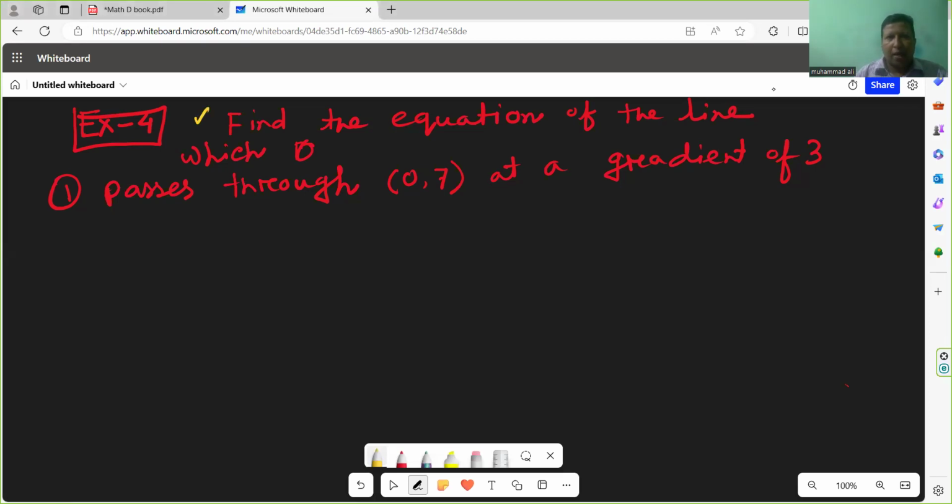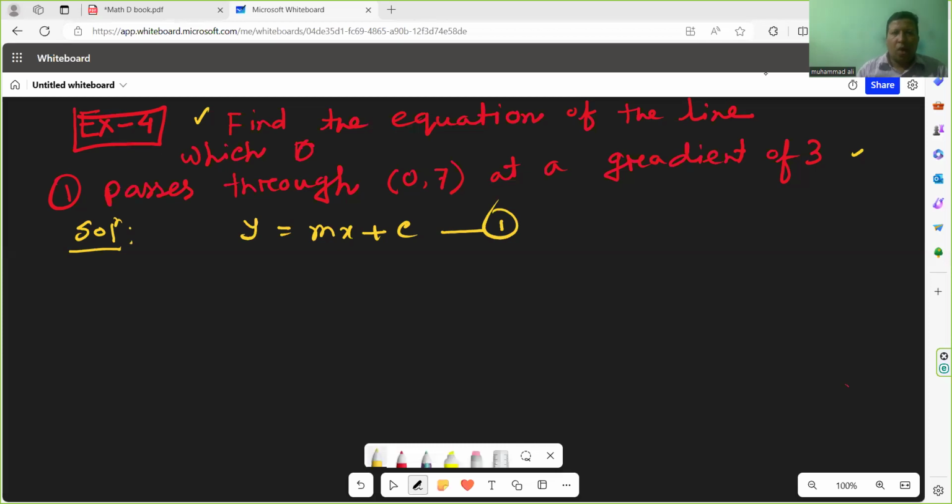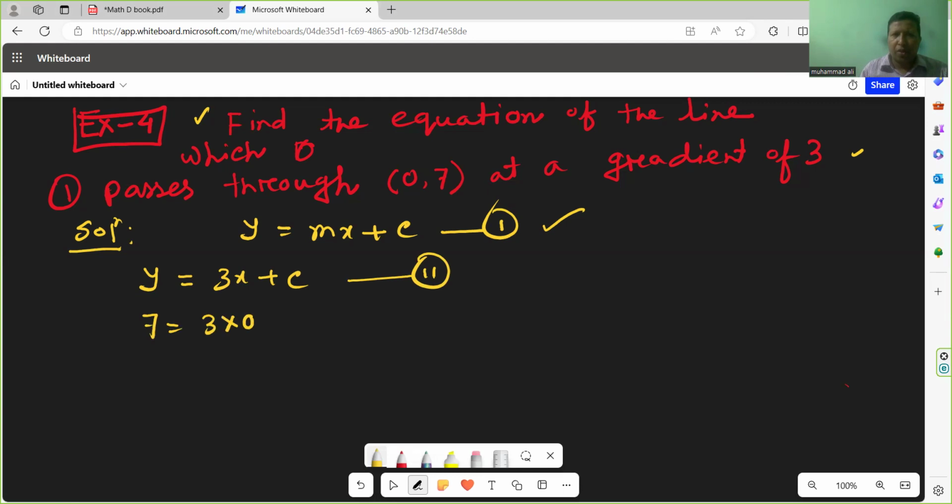Find the equation of the line which passes through (0, 7) with a gradient of 3. At first, we write the general form of a straight line, y equals mx plus c. At first, we put the gradient here, so we get y equals 3x plus c. This line passes through (0, 7), so we put 0 instead of x and 7 instead of y: 7 equals 3 into 0 plus c. Therefore, c equals 7.